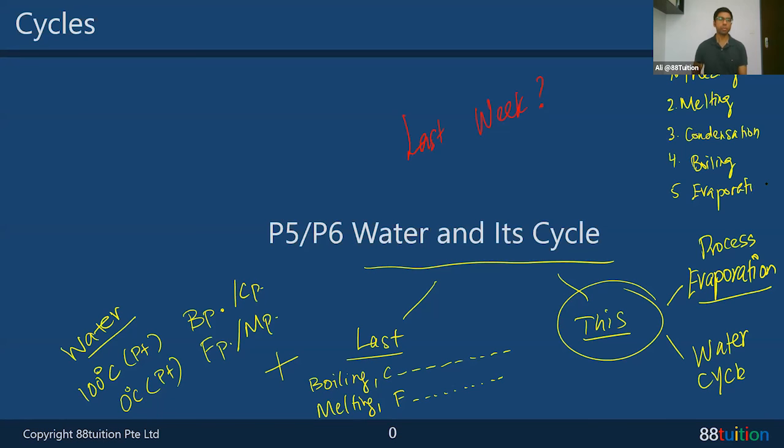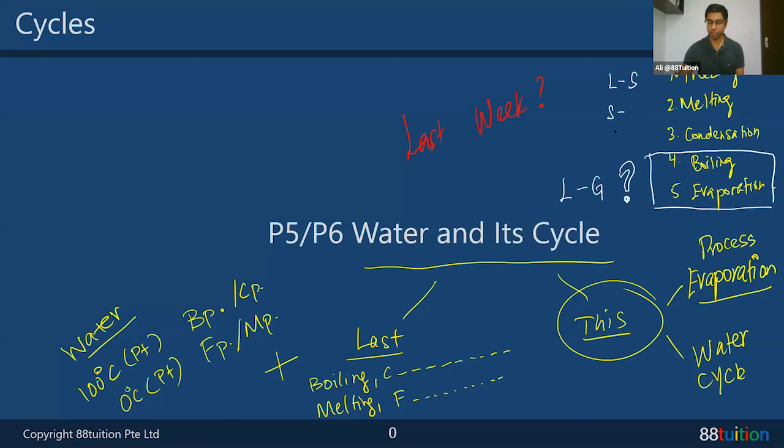Now this is interesting because evaporation and boiling are very similar, so students tend to get confused. So we need to pair these two together, because both of them involve the state change of liquid to gas. The others all have their own unique change. Freezing is liquid to solid, melting is solid to liquid, condensation is gas to liquid, but the last two have the same change, liquid to gas.